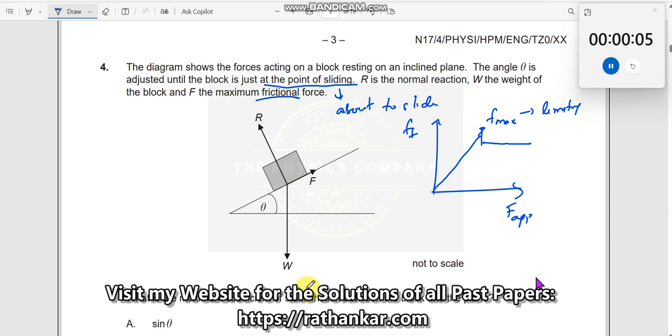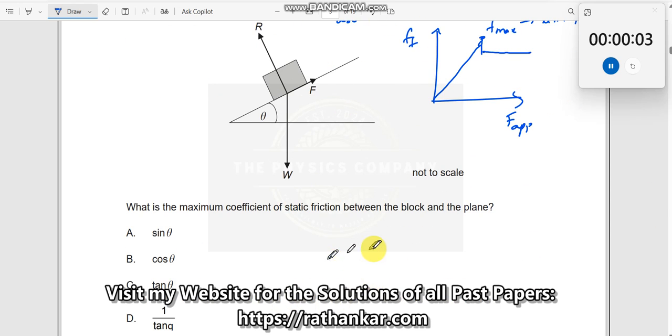Now what is he asking? What is the maximum coefficient of static friction between the block and the plane? So how do we do this now? Cancel this, right? So if W is acting over here, the component of W along this direction should be W cos theta, and along this direction should be W sin theta. So how do you get this W cos theta?